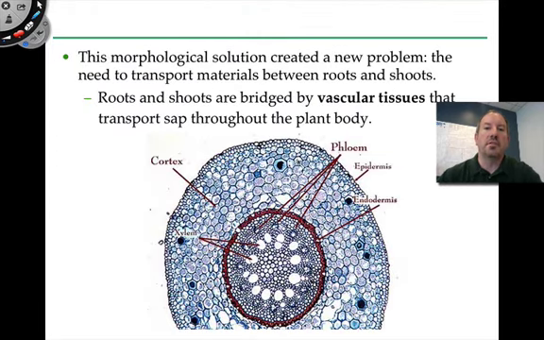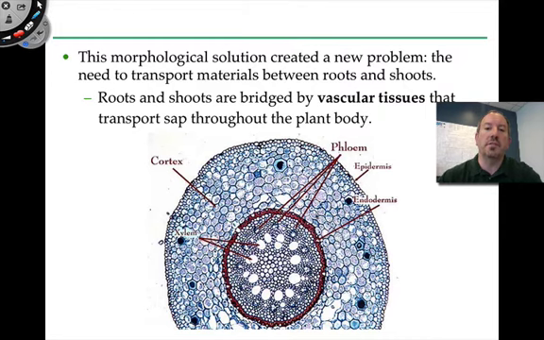So one of the things that we're talking about here is sort of the morphologically structural solution to solve this transport between roots and shoots, which is this vascular tissue. As opposed to what? Dermal tissue, which is on the outside for protection and absorption. Then you have this cortex material.